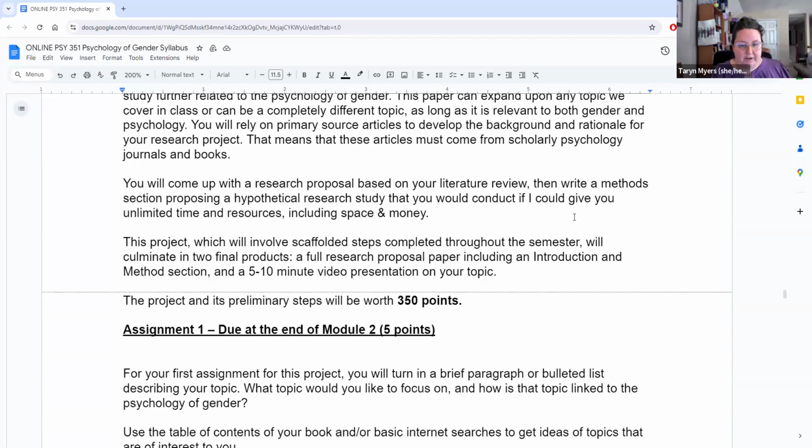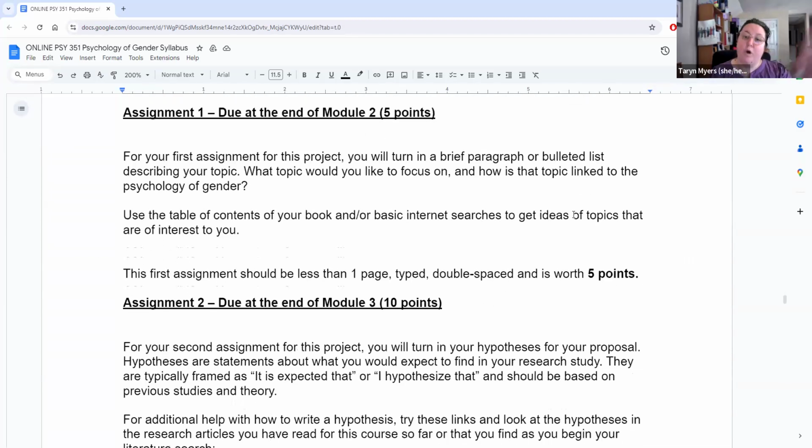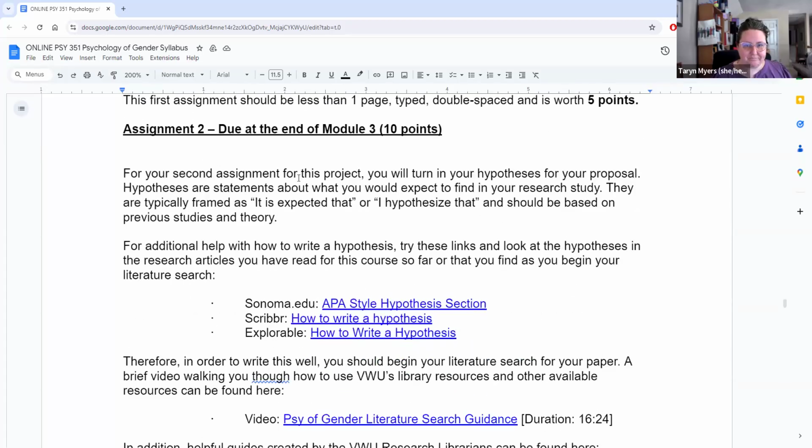And so the various steps for this are broken up throughout the semester. So it's not going to be one big thing all at once. You'll have little assignments starting in module 2 to build you up to it. And then at the end of the semester, you're putting everything together. So the very first thing at the end of module 2, you're going to tell me what you are interested in for your topic, and then I'm going to give you feedback on how you can narrow that in, things along those lines.